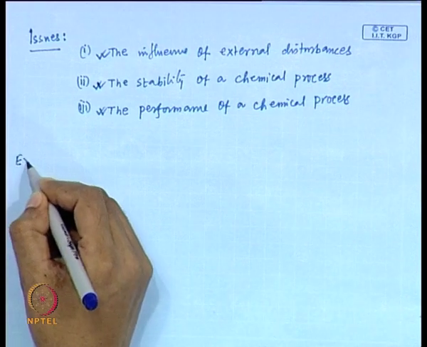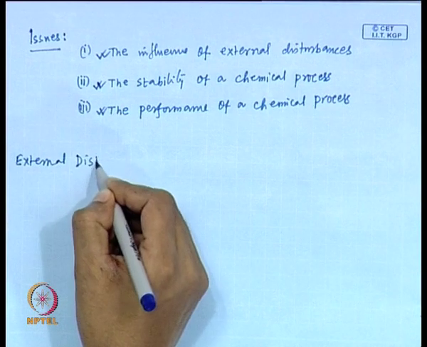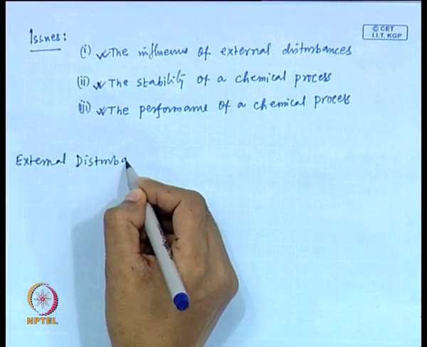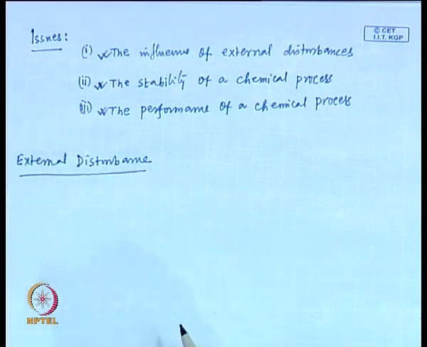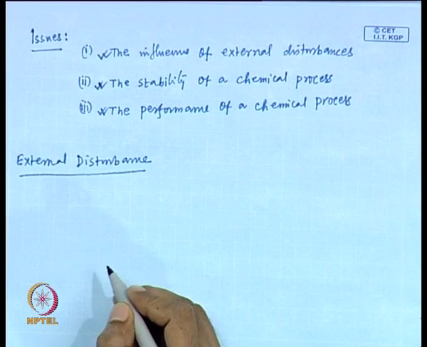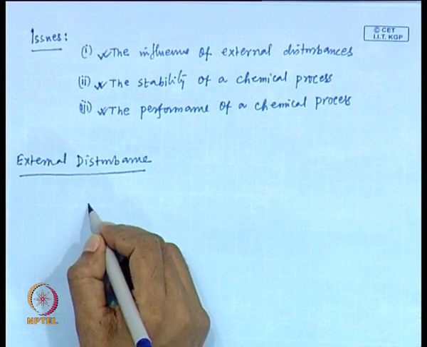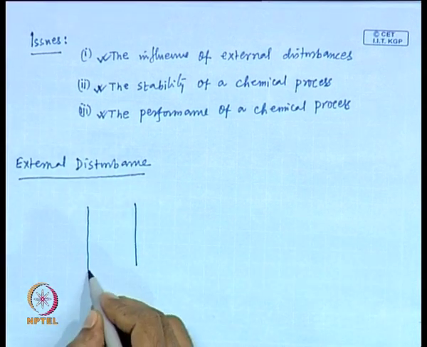So, first we will discuss the external disturbance. To discuss this external disturbance, we will consider a simple example, that is a tank heating system. The schematic of the tank heating system is something like this.